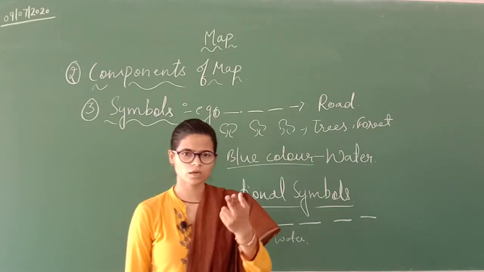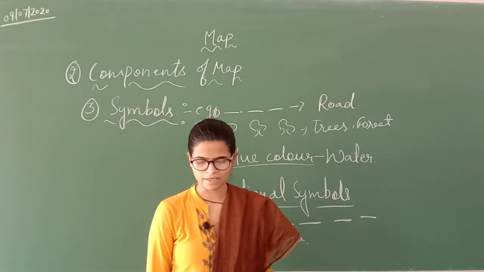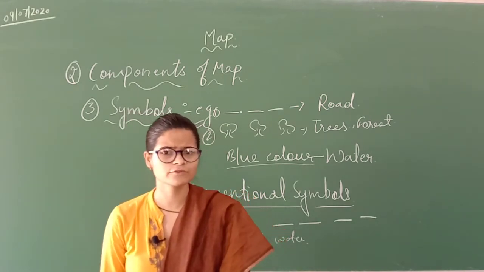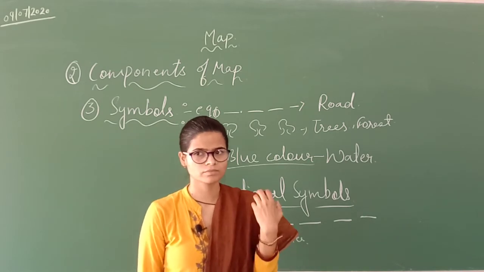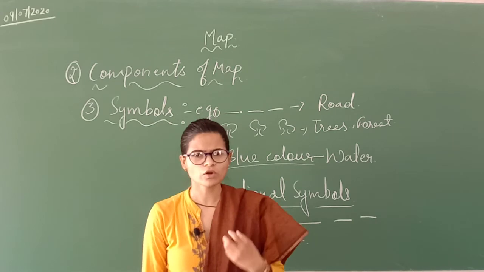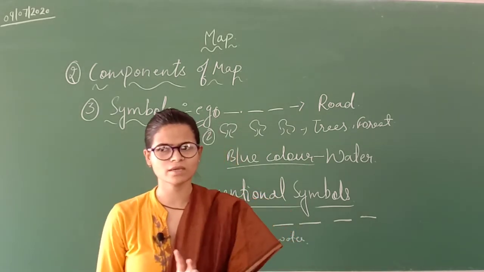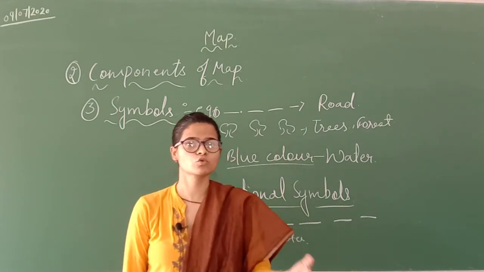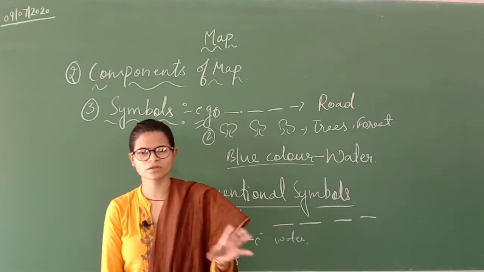The two other components are sketch and plan. A sketch is just a rough drawing of a place. For example, if you are an architect and you want to show the school, you will draw a rough sketch of that place, showing how you want the school to be. So this is a sketch. It's just a rough drawing.